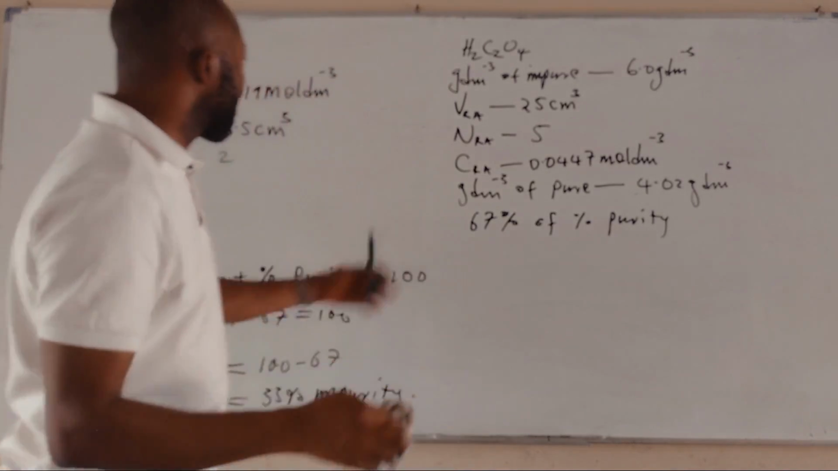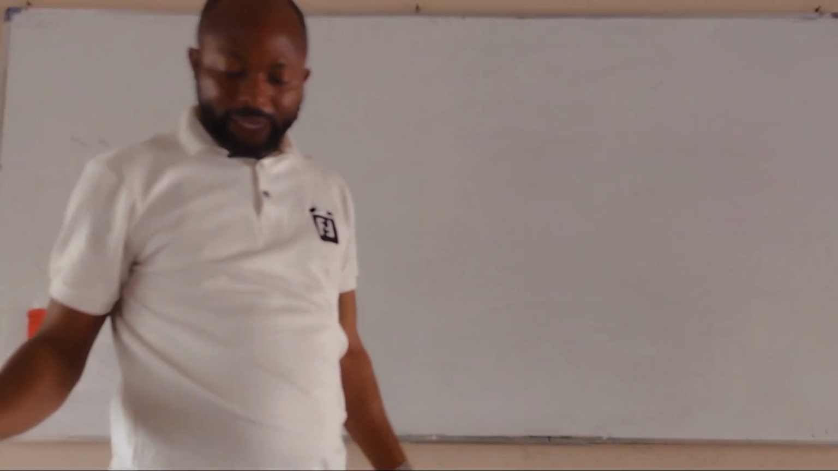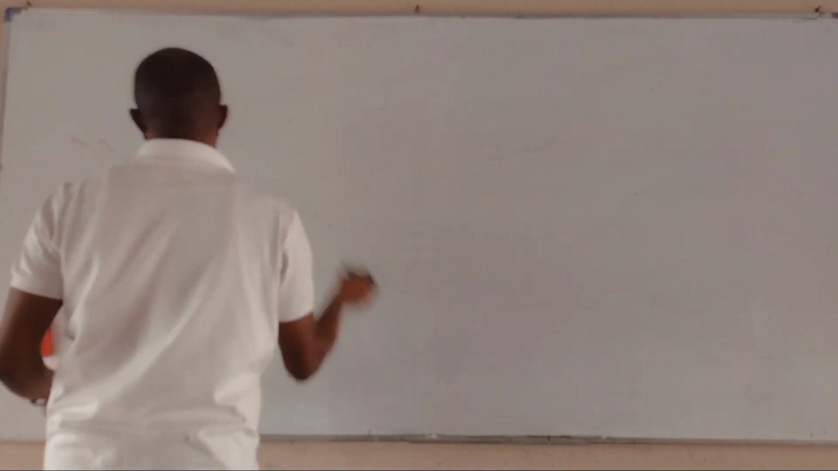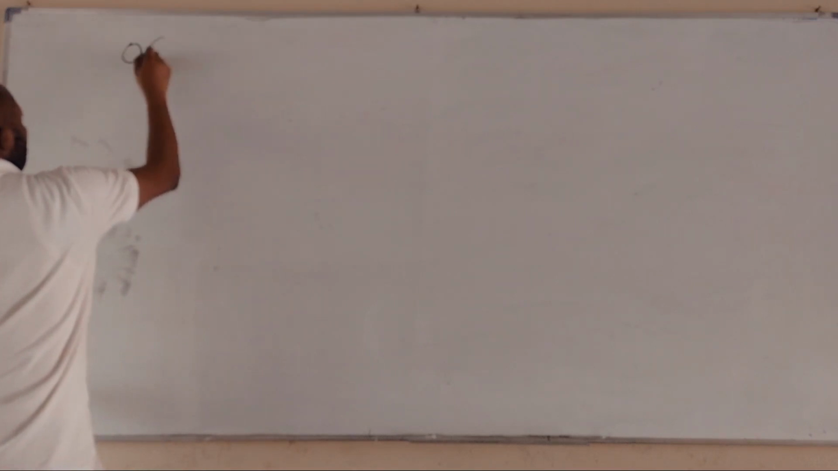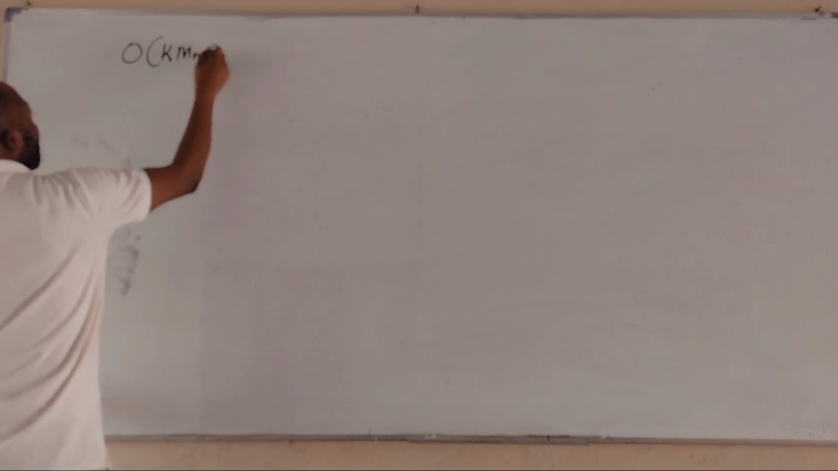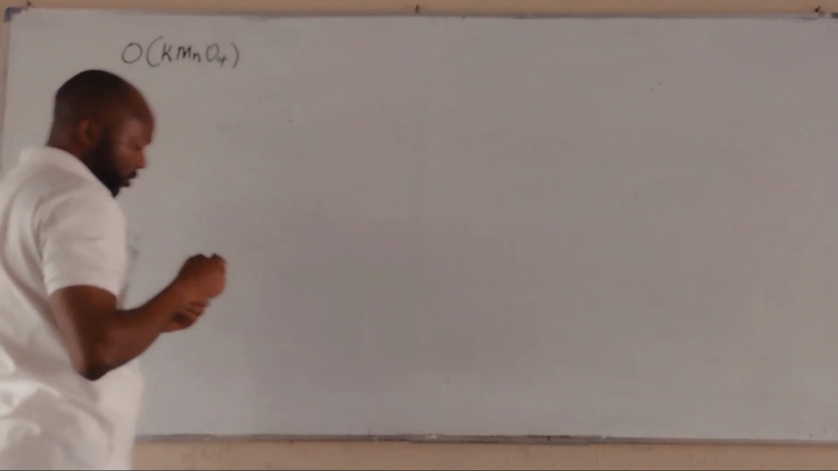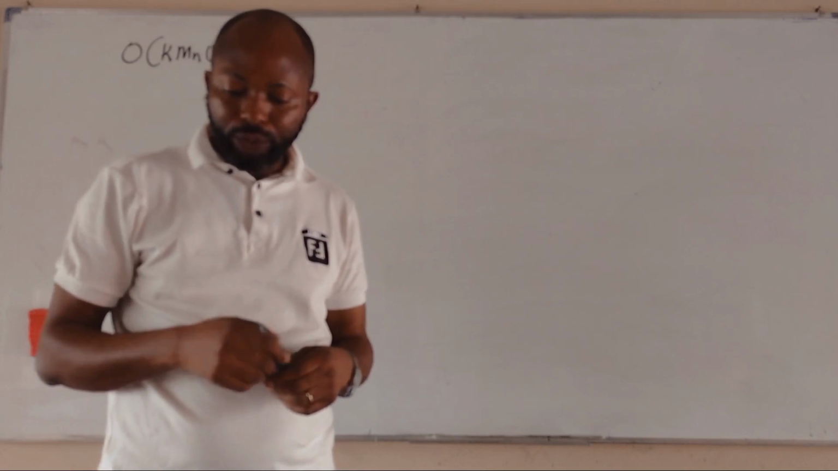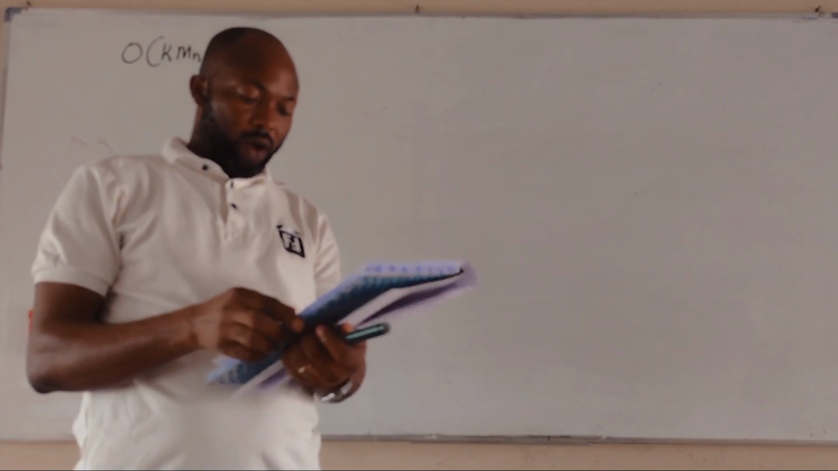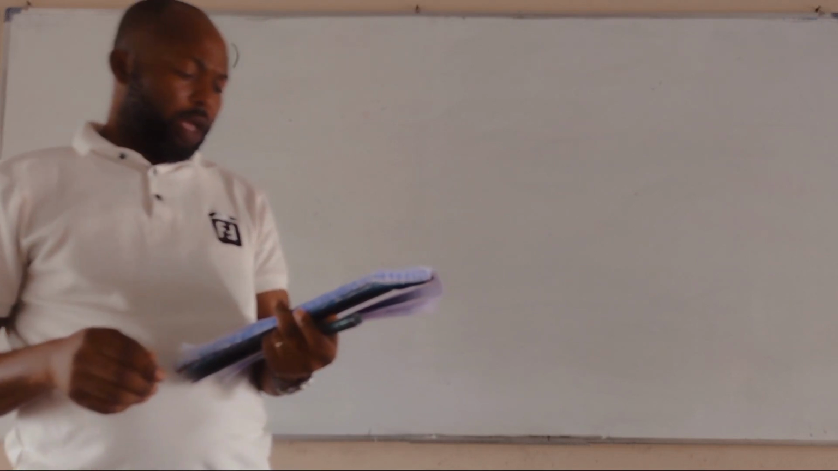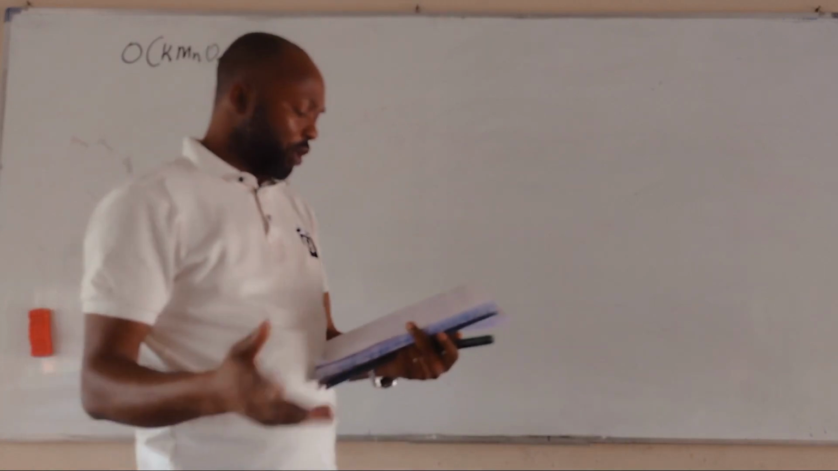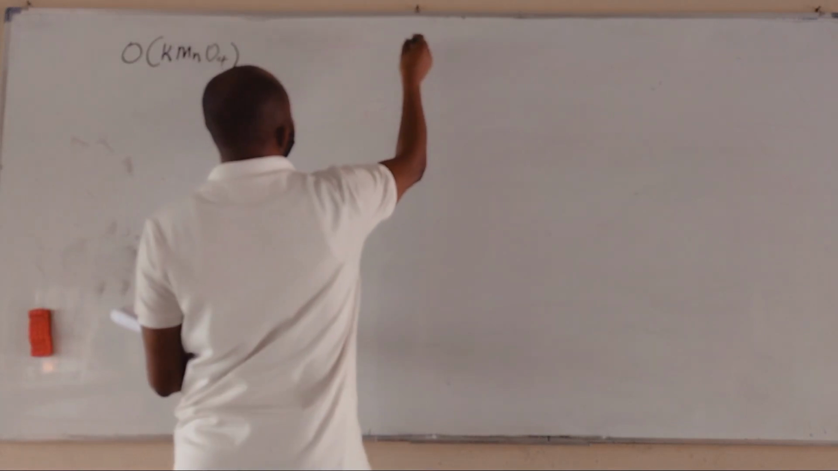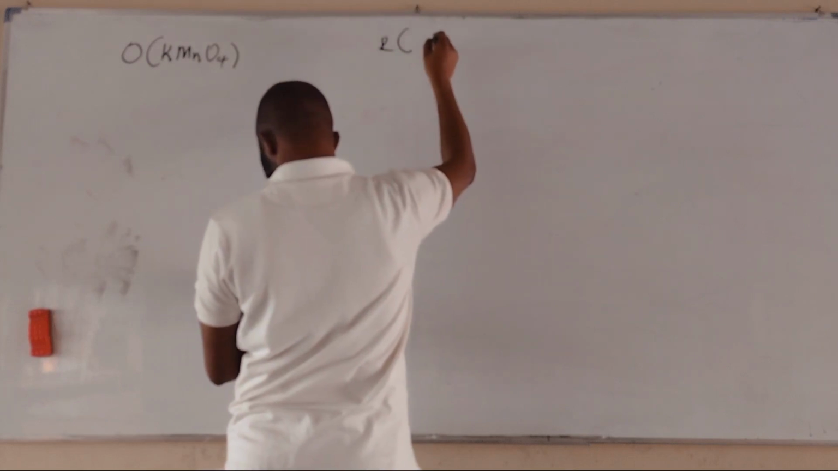Question 4. So let me clean it up. The question says, if KMnO4 solution O, so this is my solution, O, is called KMnO4, the oxidizing agent, I suppose, reacts with 0.1 mole per dm cube iron 2 ammonium sulfate, hydrated, as solution R.